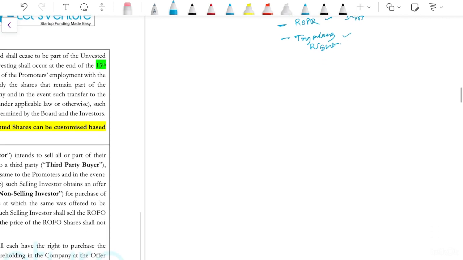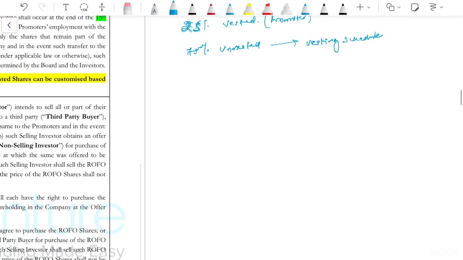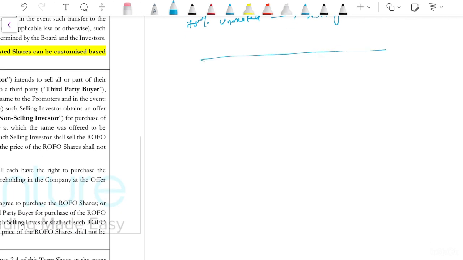So through this clause, what the investor and promoters are agreeing is that X percentage of the shares will be deemed to have vested, let's say 25% of the promoter shares. And then for the 75% shares which remain unvested, we will prepare what is known as a vesting schedule, right? So it can be made such that we say the promoter shares shall vest over a 4 year period, right?